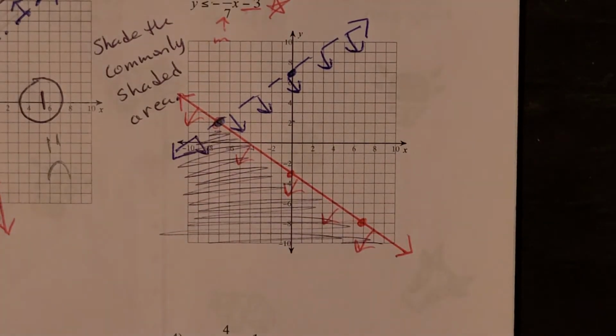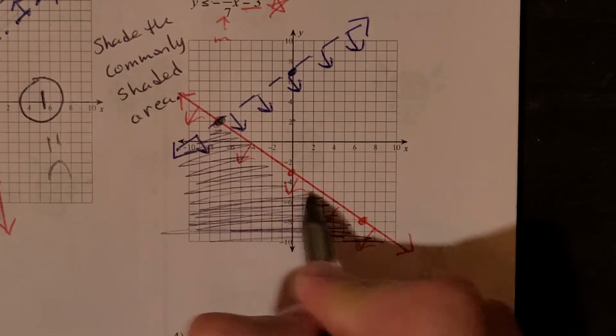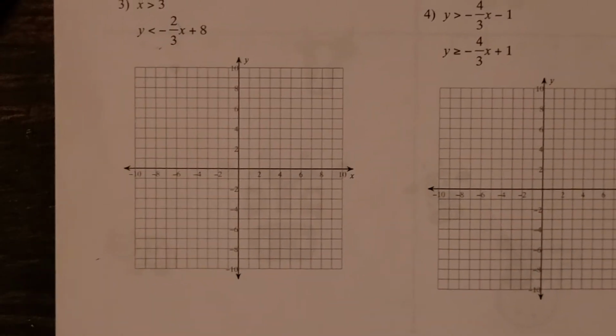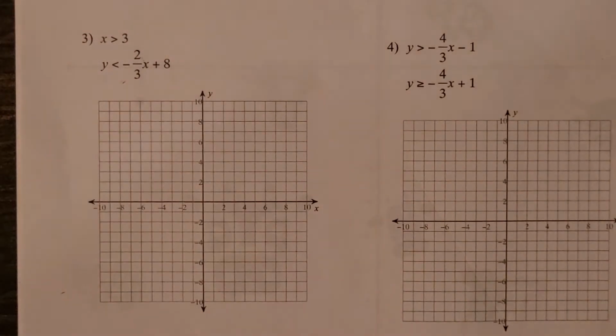And I'd move on. So this is what a system of inequalities looks like: 2 lines, 1 section shaded. Let's move on to number 3. All right, a little bit more difficult.